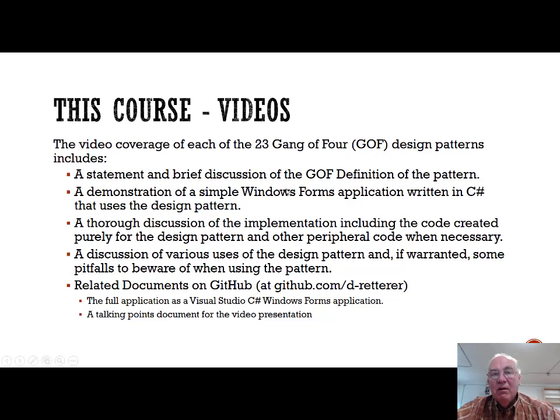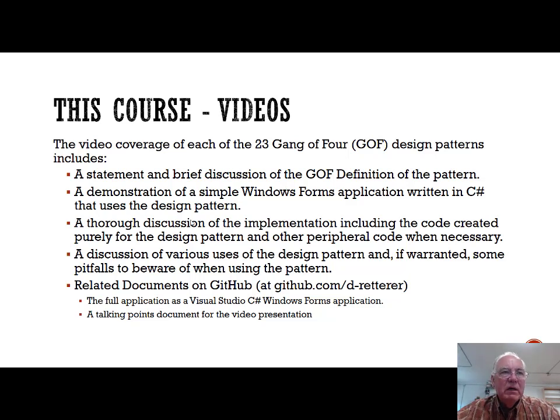And then I'm going to give you a demo of an application that uses the pattern to solve a problem. It may be a software problem, it may not be a software problem, but it's always going to be a Windows Forms app. I build the pattern, and then I build an application around the pattern that uses the pattern to solve some problem.